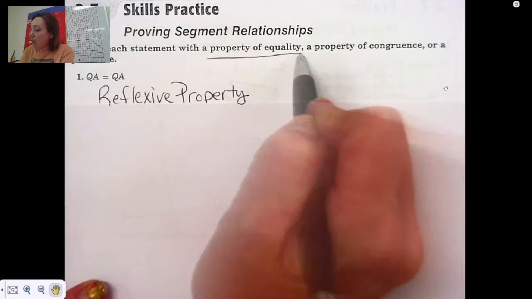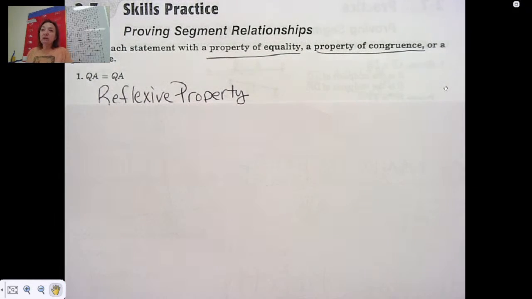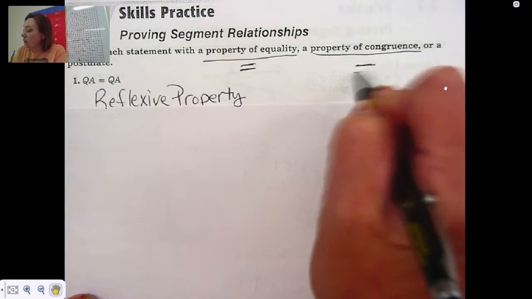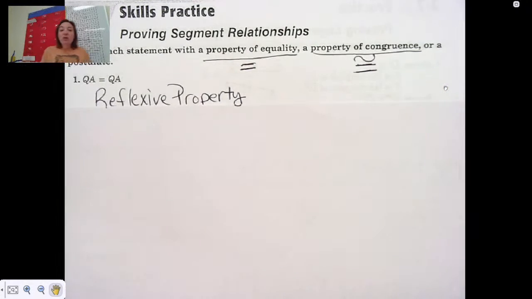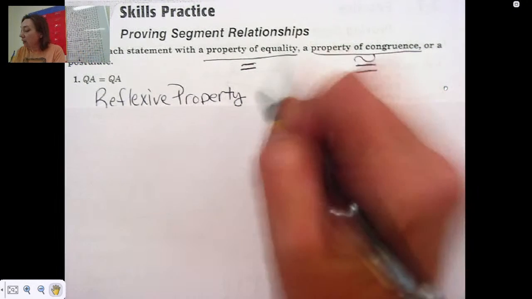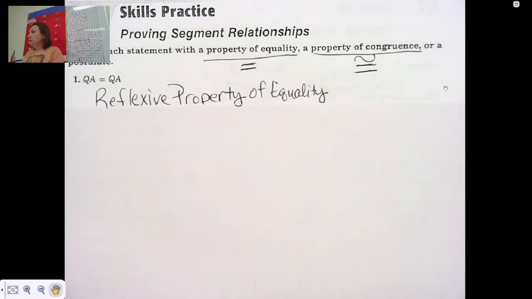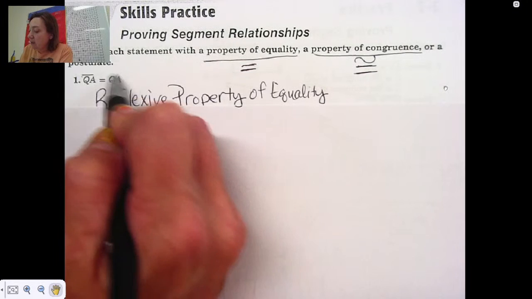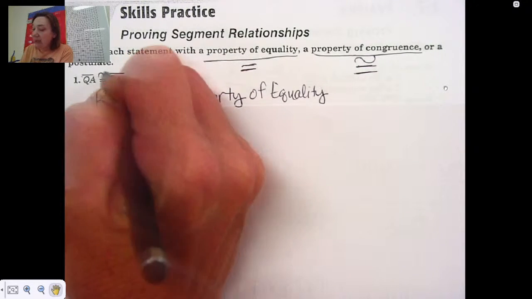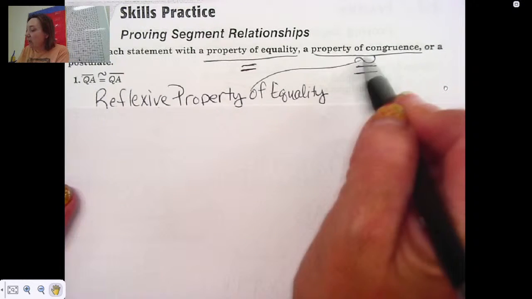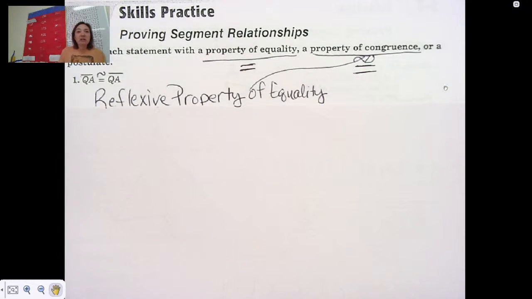So remember this said property of equality and property of congruence up here? Equality is any time that you have an equal sign in it. Congruence is any time you have a congruent symbol. So this is going to be the reflexive property of equality because it has an equal sign. Y'all see what I'm saying? If this had segments over it and it had a congruent symbol like that, then it would have been the reflexive property of congruence. Do y'all see the difference? Okay. All right, let's look at number 2.